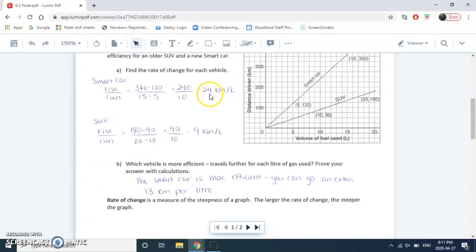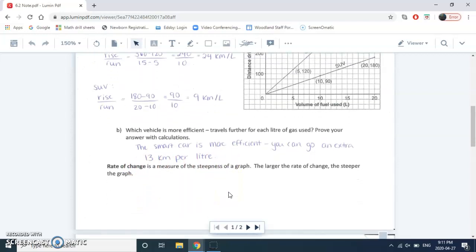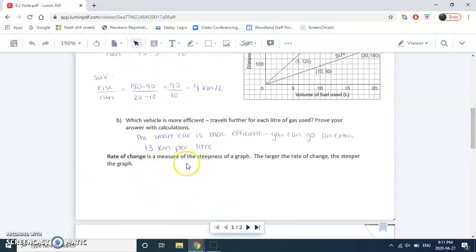Well, we can see that the smart car is higher, so therefore it can drive further per liter. So therefore, it is the more efficient vehicle. You can go an extra 13 kilometers per liter. So the way we figured that out, we take 24 and we subtract 9, and that leaves us with 13 kilometers per liter.